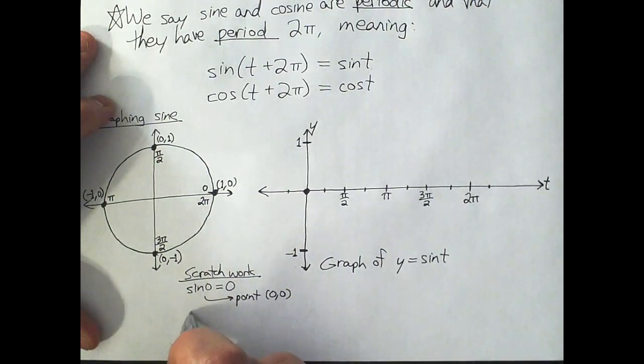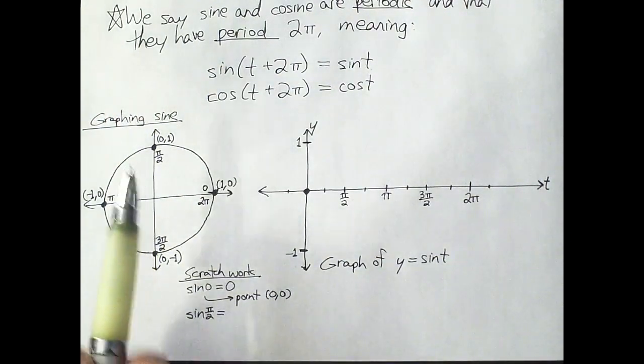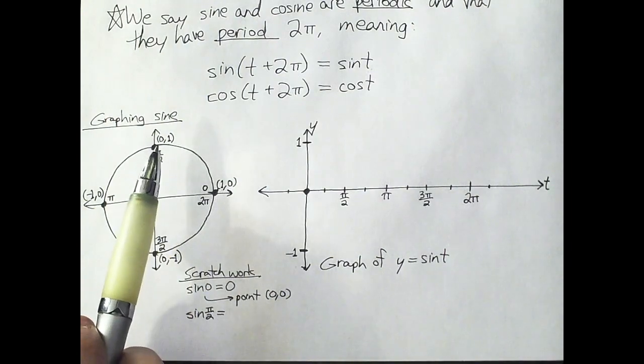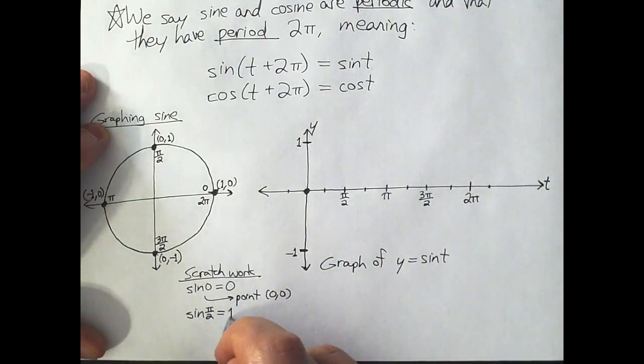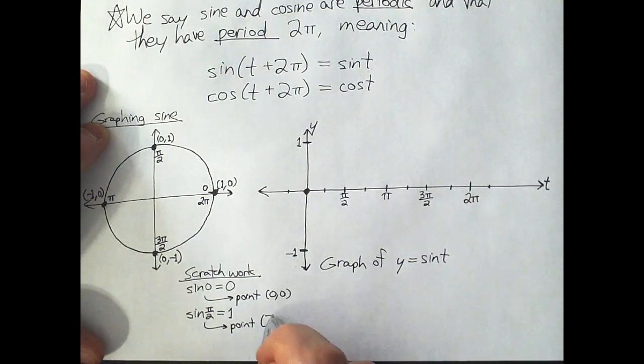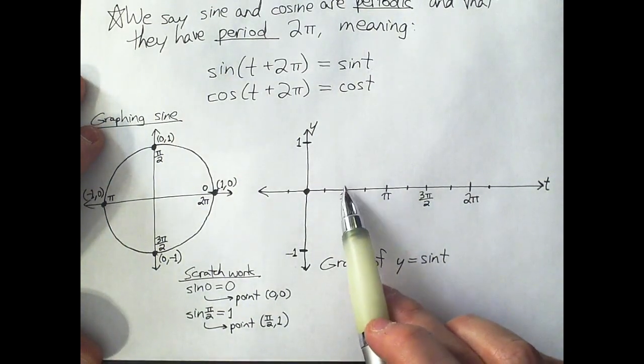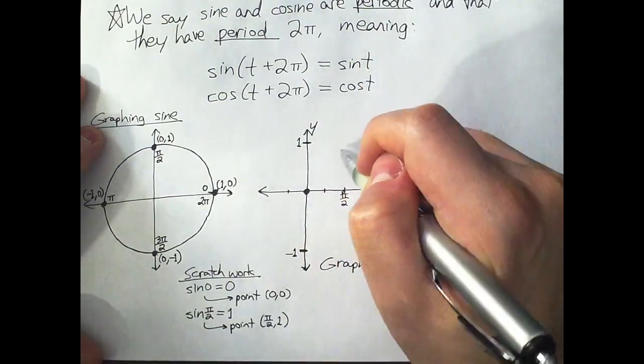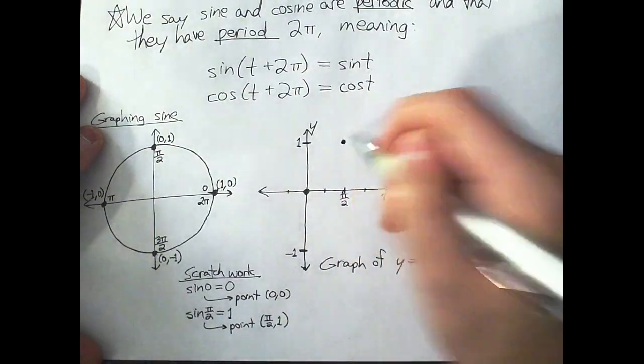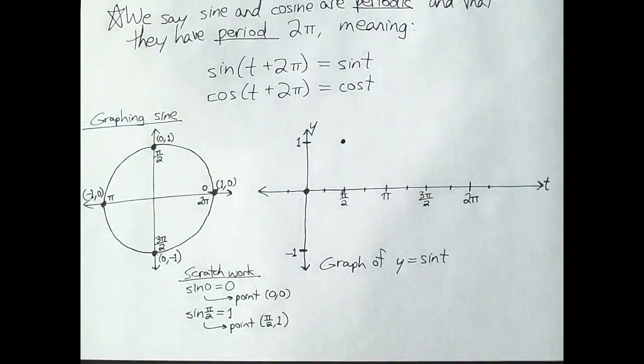Let's move on to sine of pi over 2. What's sine of pi over 2? You can tell from our unit circle that the y-coordinate is 1. So this is 1, which means the graph that we are making includes the point pi over 2, 1. On this graph over here, let's plot the point pi over 2, 1. And I expect that that's the highest that this graph is going to go.